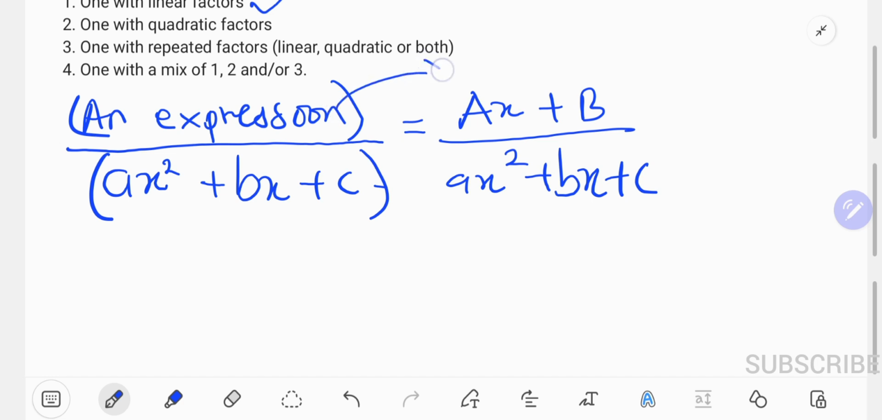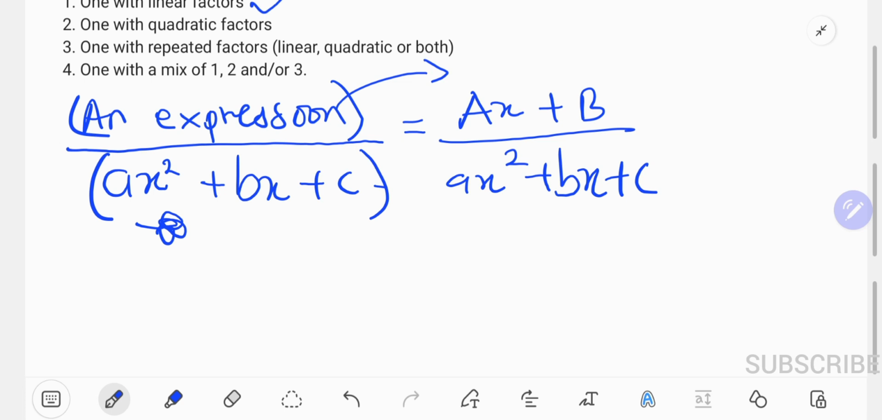This expression over here could be anything at all, but mind you, if this expression has a power which is higher than or equal to the highest power at the denominator side, then you have to first of all use the long division method to divide it before you resolve it into partial fractions.